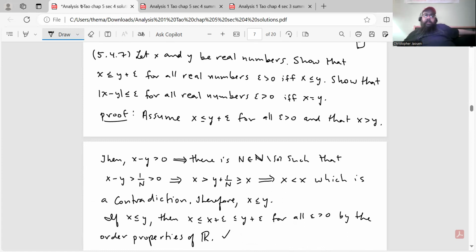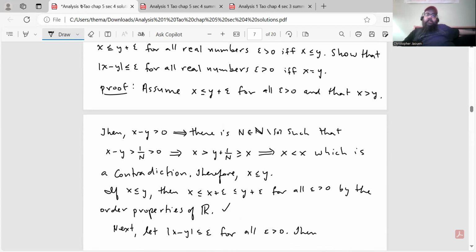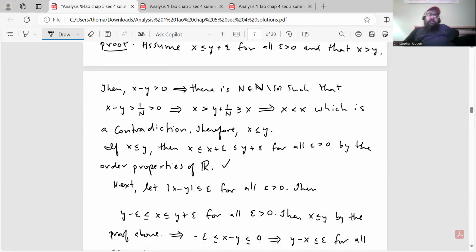So here's my proof. Assume that x less than or equal to y plus epsilon for all epsilon greater than 0, and that x greater than y. I'm going to do this by contradiction. Then x minus y greater than 0 implies there is a capital N, a positive natural number, such that x minus y greater than 1 over capital N greater than 0, which implies x greater than y plus 1 over capital N greater than or equal to x, which is a contradiction because that implies that x is strictly less than x. Therefore, x has to be less than or equal to y. And then the second part, sorry, this is for the if and only if part. If x is less than or equal to y, then x less than or equal to x plus epsilon, less than or equal to y plus epsilon for all epsilon greater than 0 by the order properties of the real numbers.